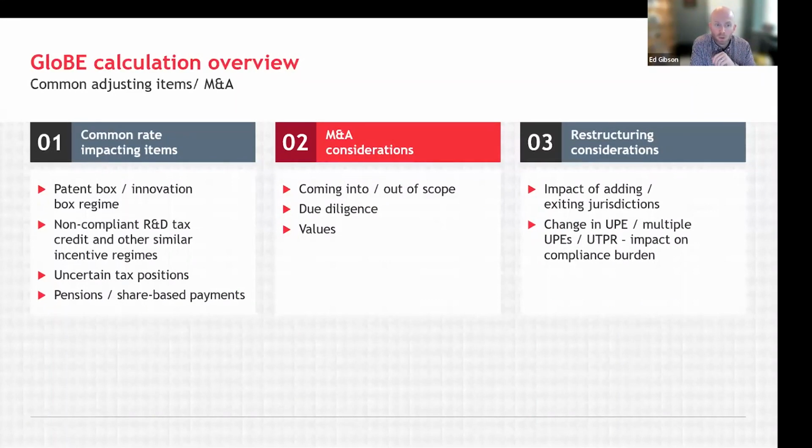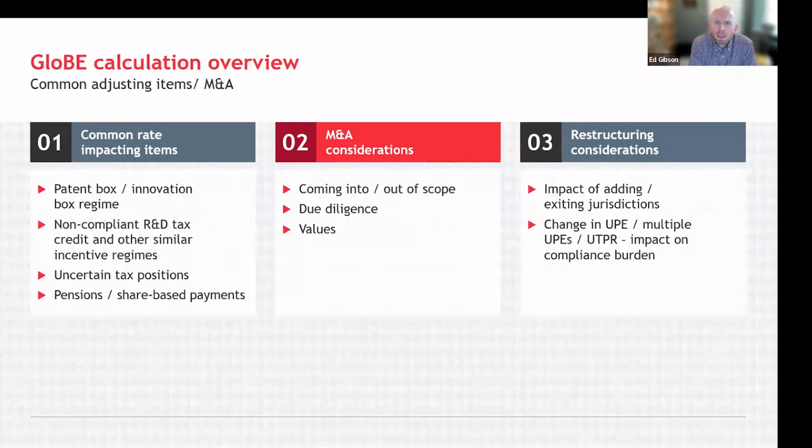Uncertain tax positions we've already covered, and pensions and share-based payments. I did talk about pensions, I didn't talk about share-based payments, but in both cases there may be a difference between what's recorded in the accounts and what's allowable for Pillar 2 purposes, albeit those last ones, if you're in a high tax jurisdiction, would have to be very significant in most cases to have a material impact.